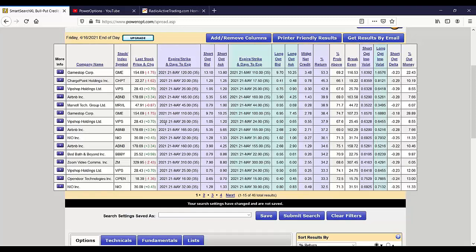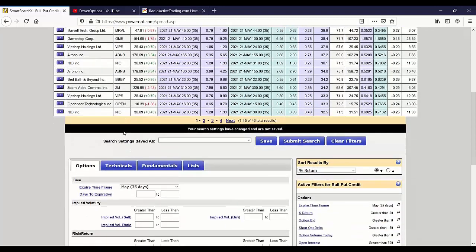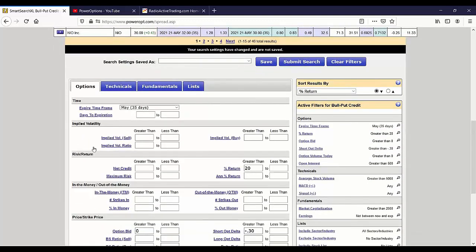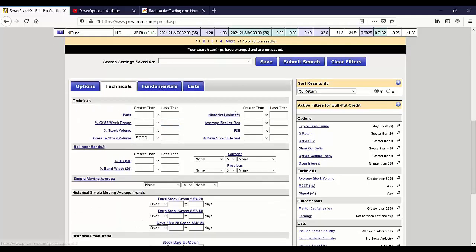But again, as I mentioned, there's some things in here that I kind of don't like about the movement. GameStop, Airbnb, GameStop's in there twice. We can filter that out one of two ways. We could limit the implied volatility to look for more stable IV options, or even go back into the technicals and scan for historical volatility. Limit the stock volatility.